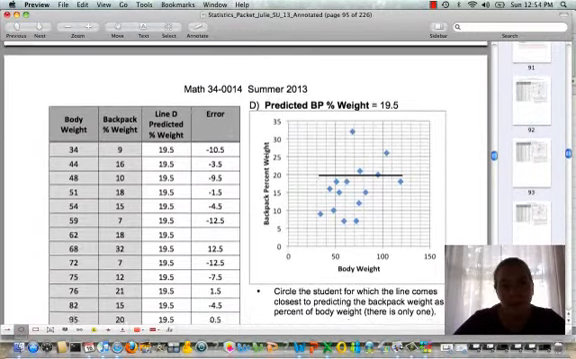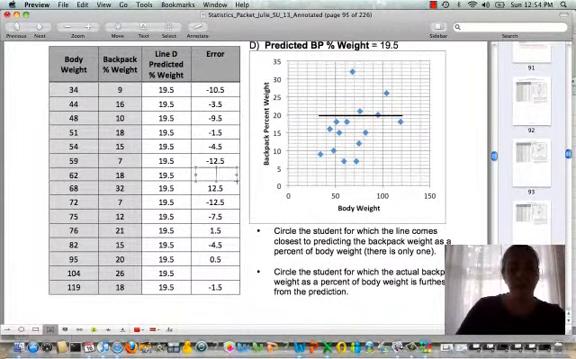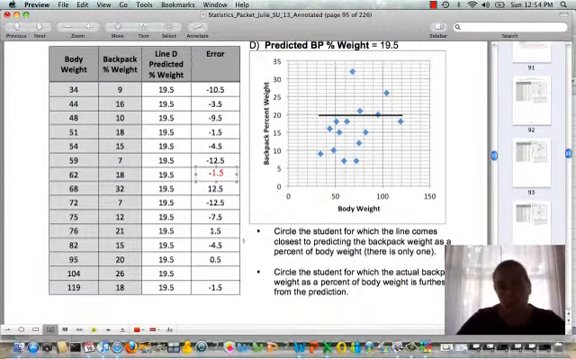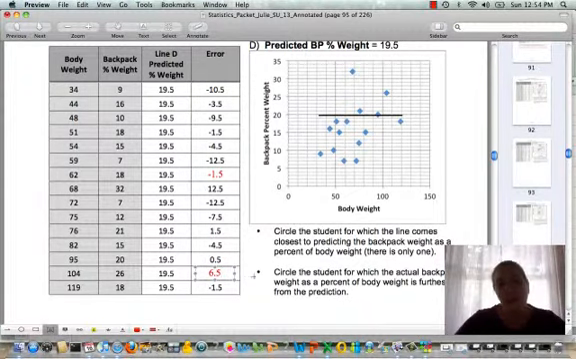So now we're on page 95, and we're going to start by filling in the table here. And so for the body weight of 62, we subtract our observed value minus the prediction, 18 minus 19.5 gives us an error or residual of negative 1.5. And then also we're missing the data for the body weight of 104. So 26 minus 19.5 gives us an error or residual of positive 6.5 here.